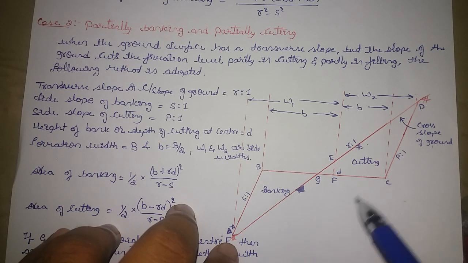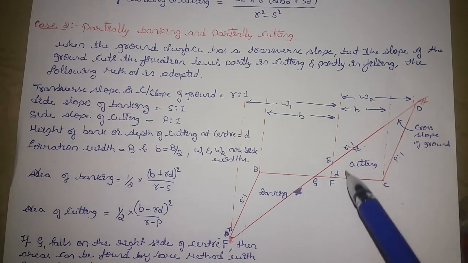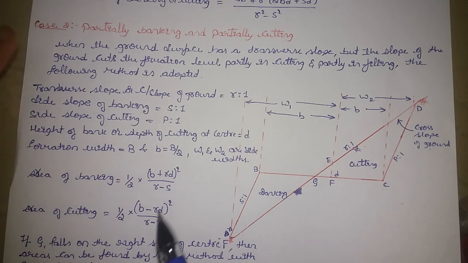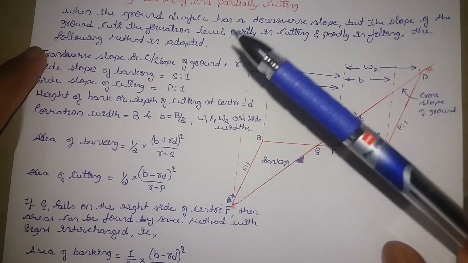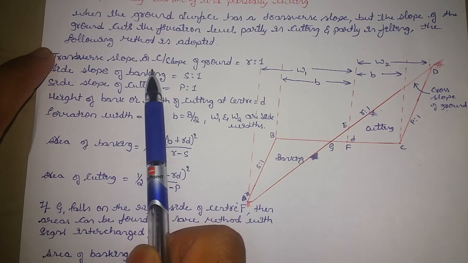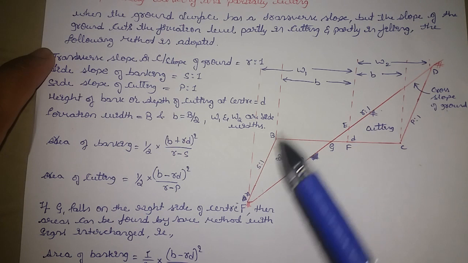Whenever this condition is there, partially banking and partially cutting, so when this condition comes, what we need to follow is to consider the transverse slope or cross slope of the ground as r is to 1. So here, this is the transverse slope or cross slope of the ground, r is to 1.